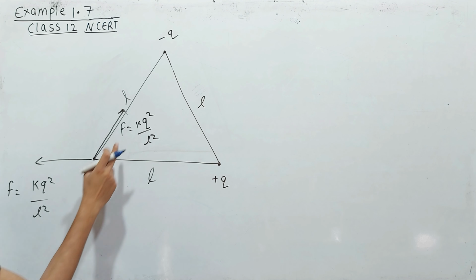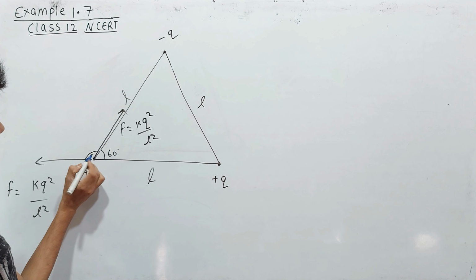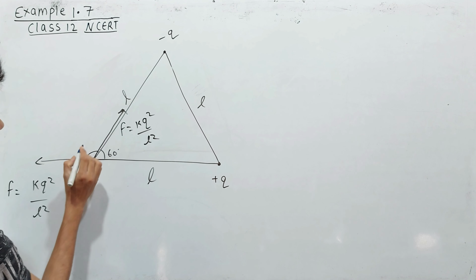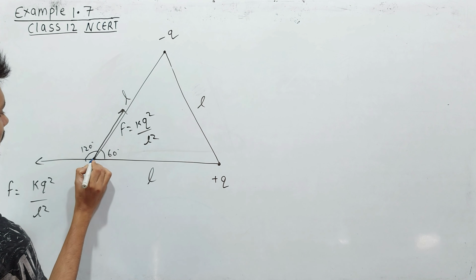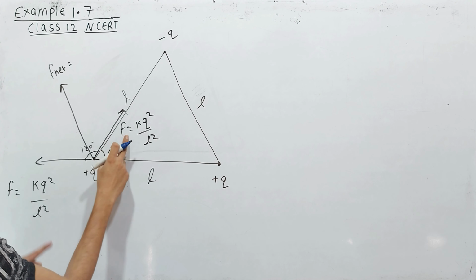This F and F are both equal, and the angle between them is, since this is 60, 180 minus 60, that is 120 degrees. The net force will be towards this direction, and this net will be from F and F.